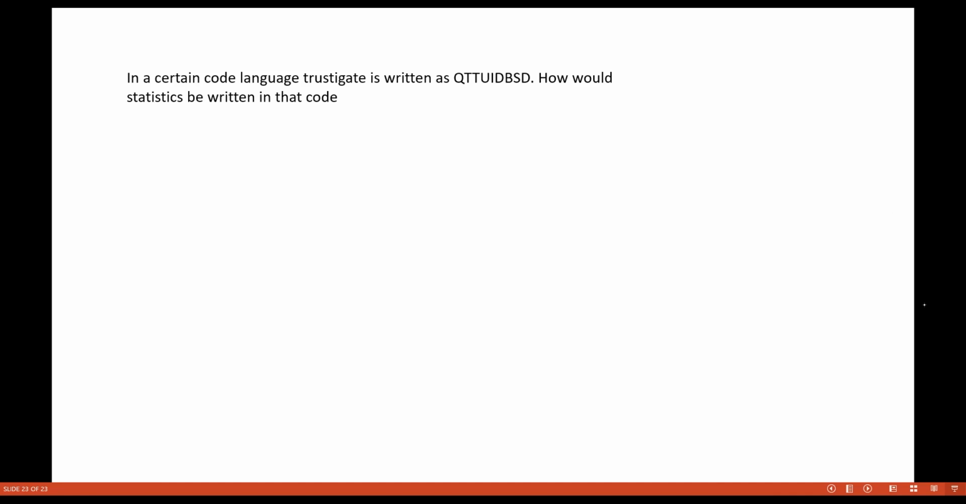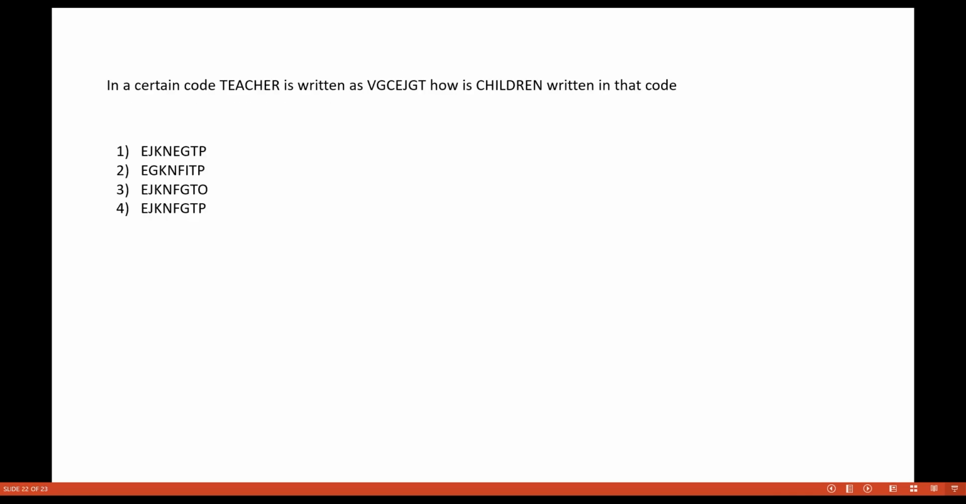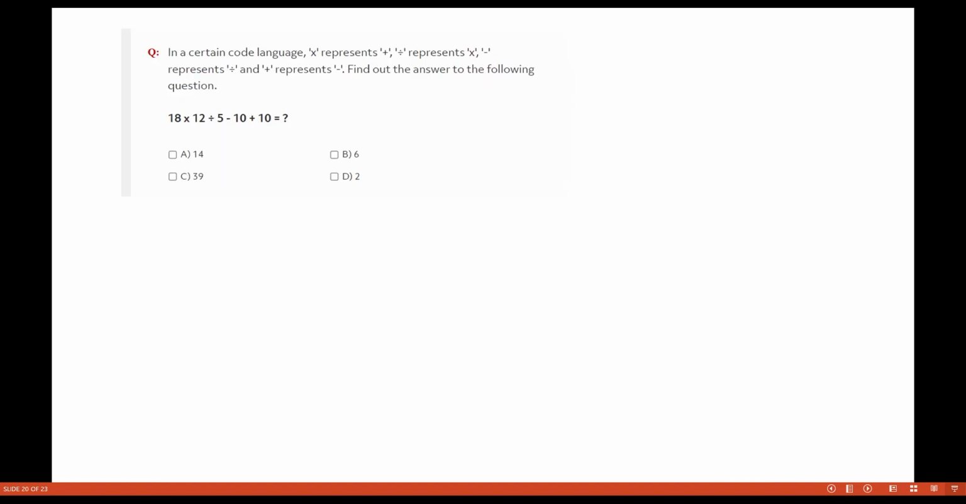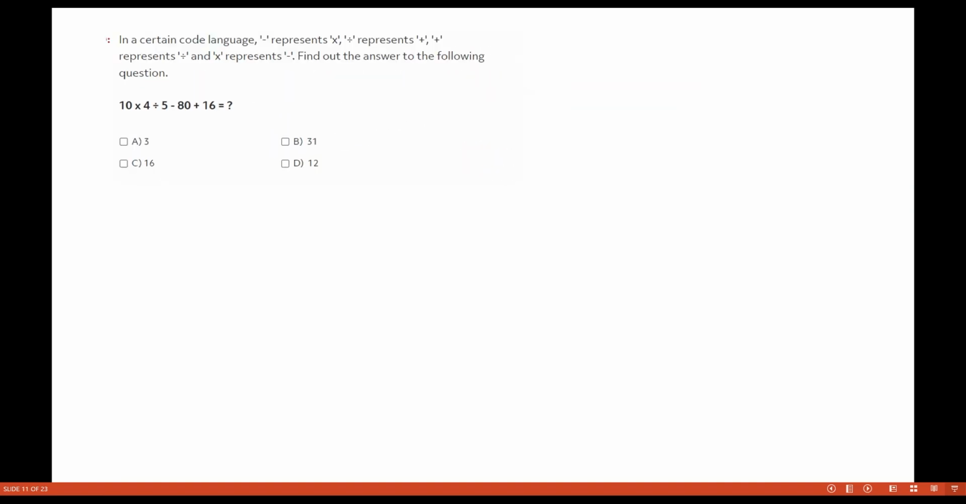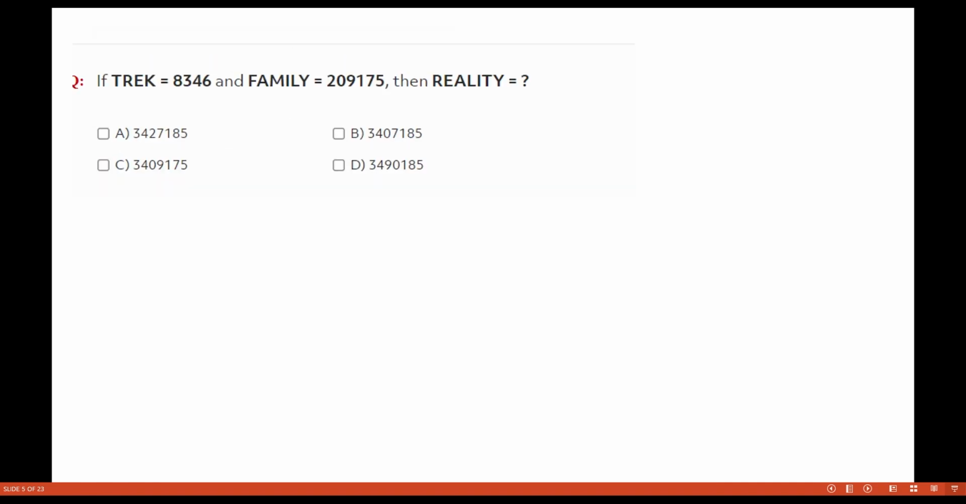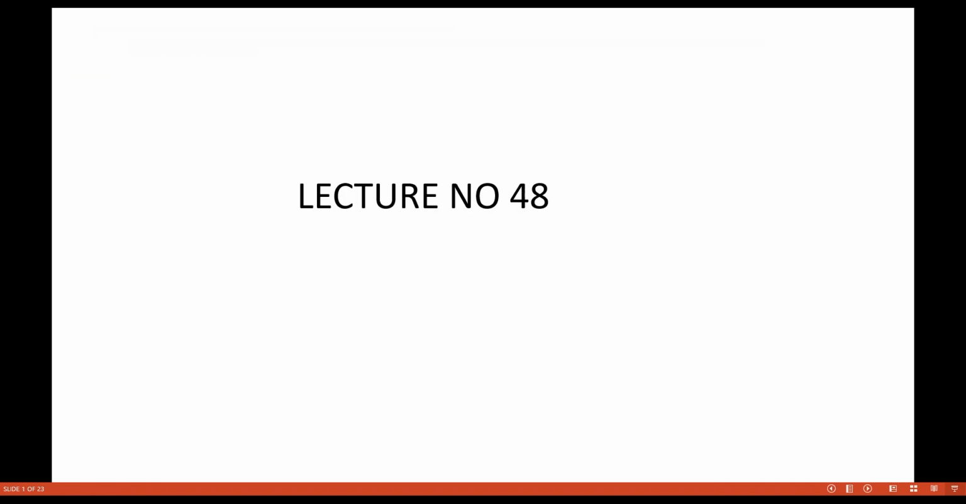Now look at this question. It is saying in a certain code language, trusty gate is written as QTTUIDBSD. How would statistics be written in that code? I think coding, decoding, you understand now very well. Not a very difficult thing. One of the easiest things to do. These are very simple questions you will get in your exam. Please pay attention that it is just plain logic that you can obviously apply. So this is it for this class.